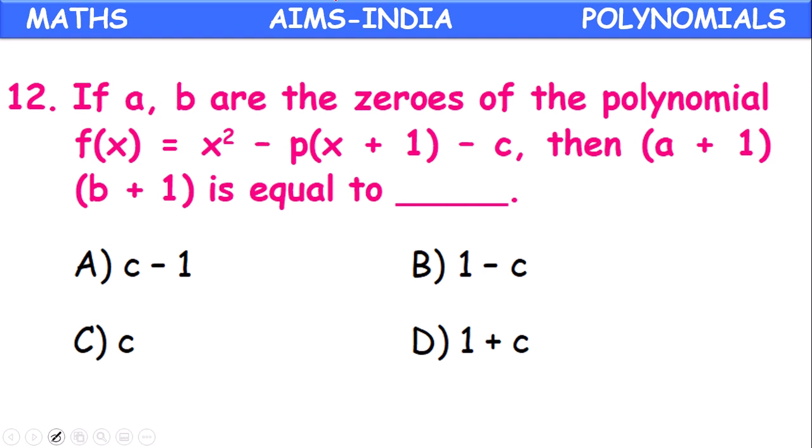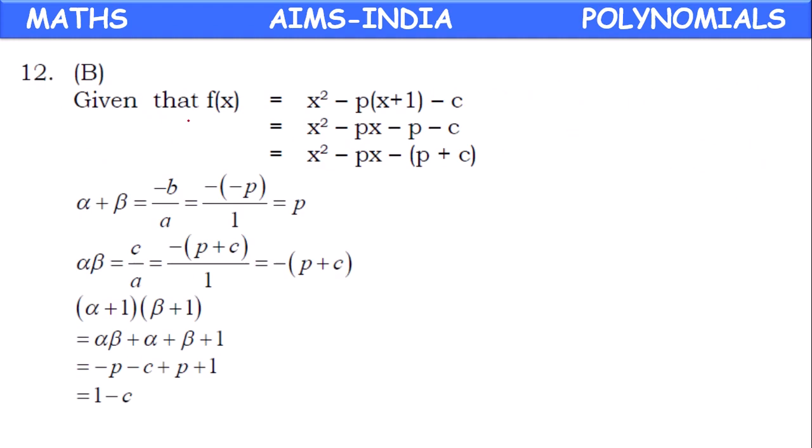Next children. If alpha and beta are the zeros of polynomial f of x equal to this one, then (alpha plus 1) and (beta plus 1) is equal to how much? So given that, let the given equation be f of x. Let's simplify. X square minus p into x, p into 1 minus p minus c. X square minus px minus of p plus c. So x square term, x term, constant term.